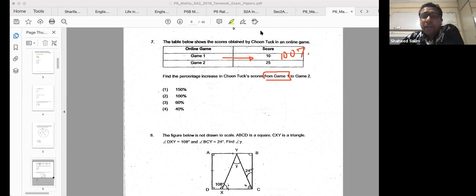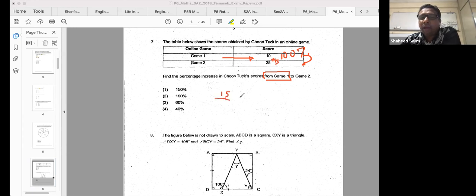Okay, so now down here, you want to go from here to here, you must identify what is 100%. Game 1 is 100%. How do we know? Because it's from game 1. So now, what's the increase? The increase is by 15, you must plus 15 to get 25. The increase is 15.